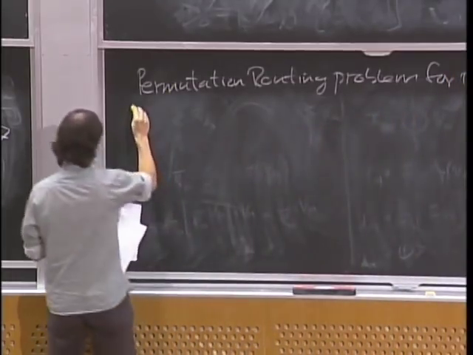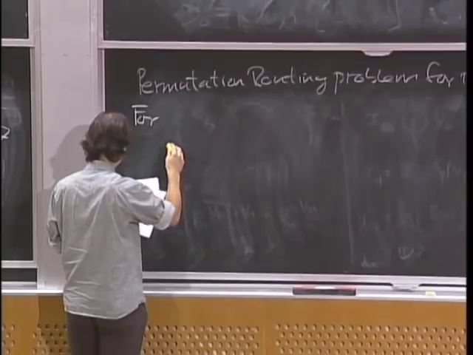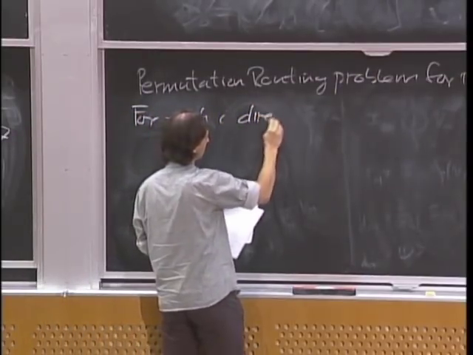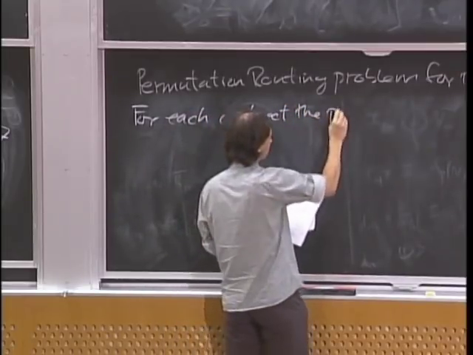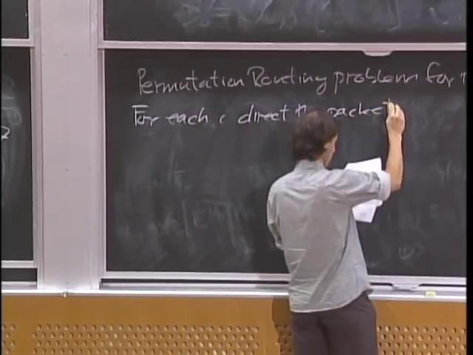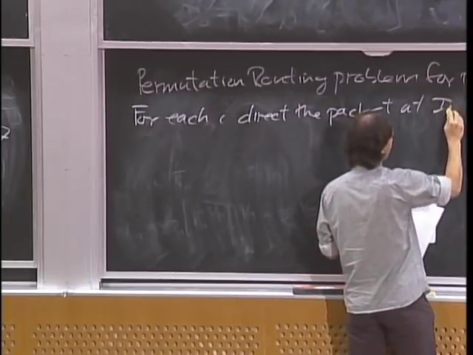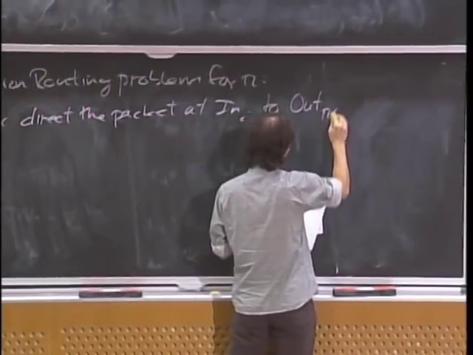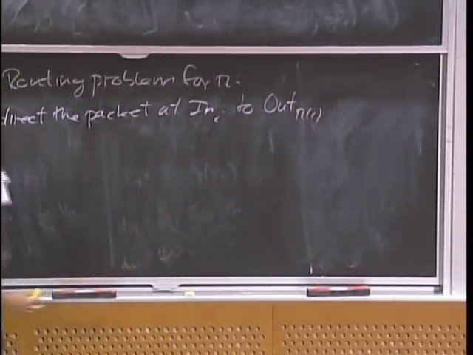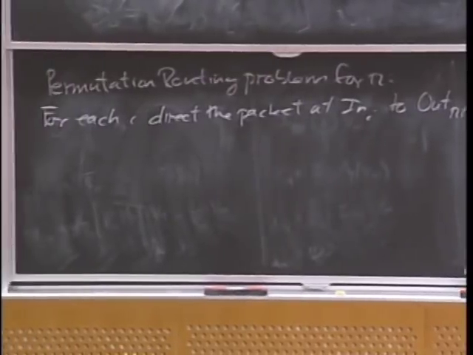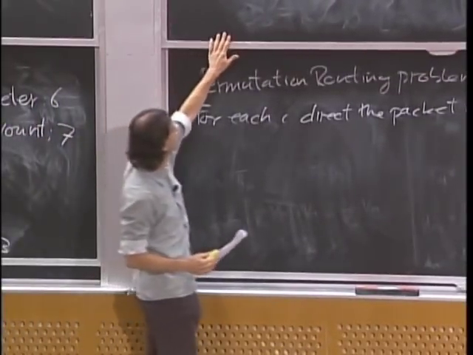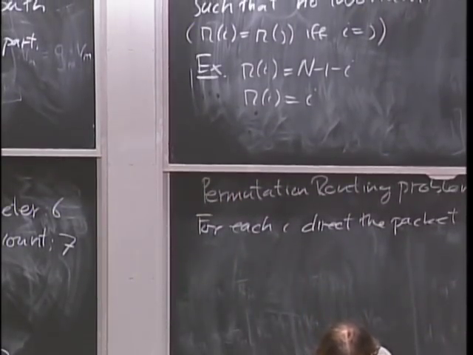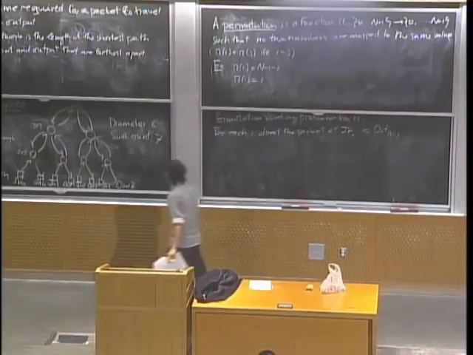It's defined as follows. What we want is that for each i, we direct the packet at input i to output pi of i. So you want to do that for all i. So let's have a look at this particular example where we look at the identity permutation. If you do that, we can easily route these, right?